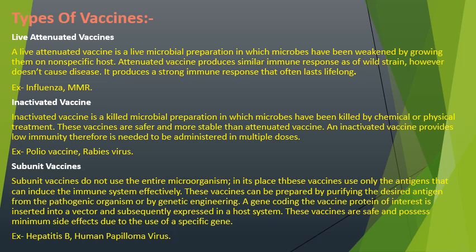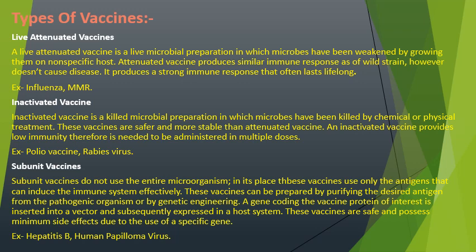Examples for such live attenuated vaccines are influenza and MMR, where MMR represents the three vaccines together which are given as a single dose or together in a child. MMR stands for measles, mumps and rubella vaccines.